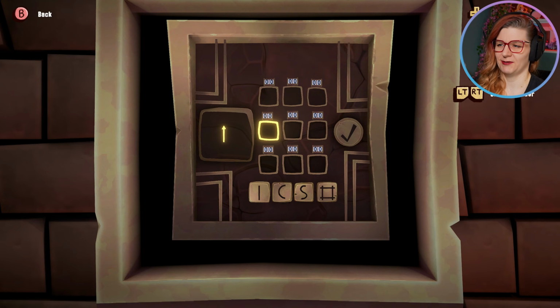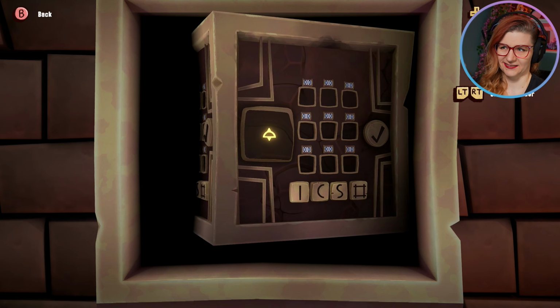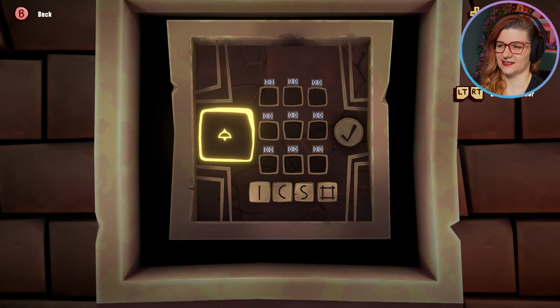Yeah. And then we have an arrow, but it's filled, because all of the previous ones were not filled. So if we just put it up here, that doesn't work. Is it reverse? Yes. So now it has a filled up and down.